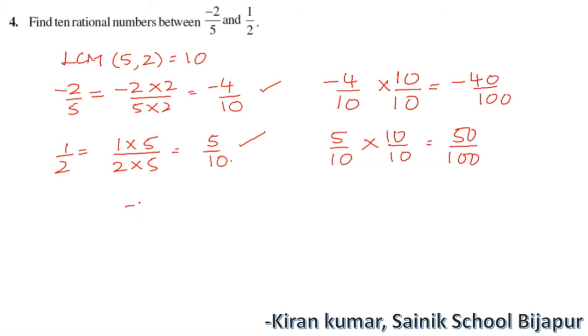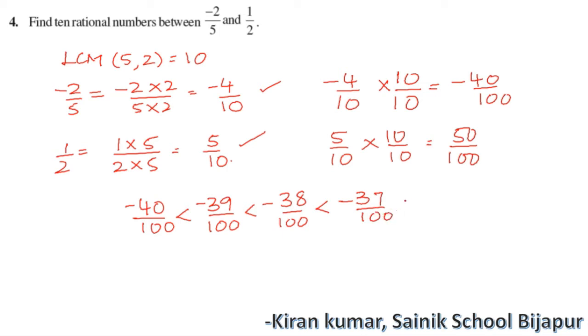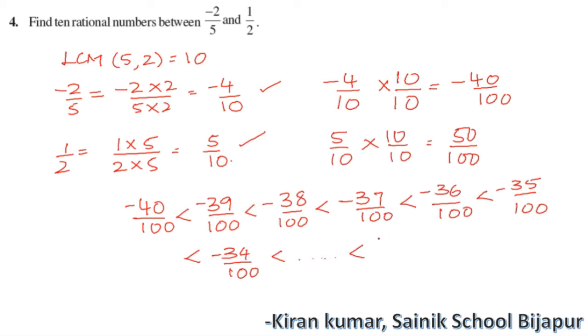That is, negative 40 by 100 is smaller compared to negative 39 by 100, negative 38 by 100, negative 37 by 100, negative 36 by 100, negative 35 by 100, negative 34 by 100, and so on till positive 49 by 100, less than 50 by 100.